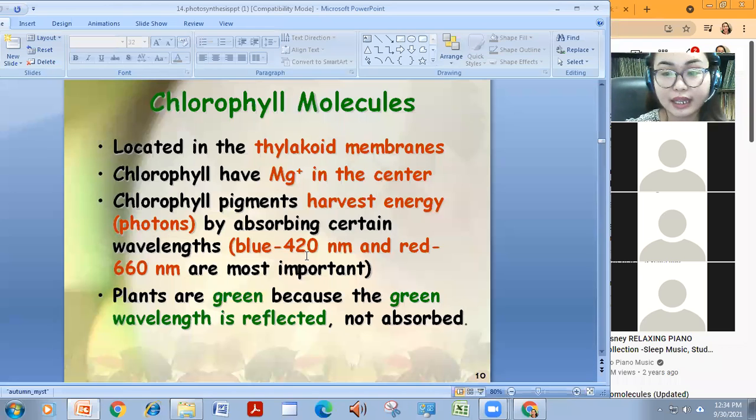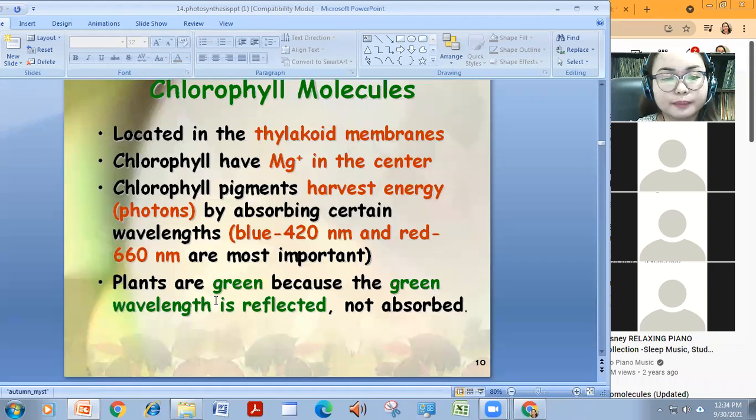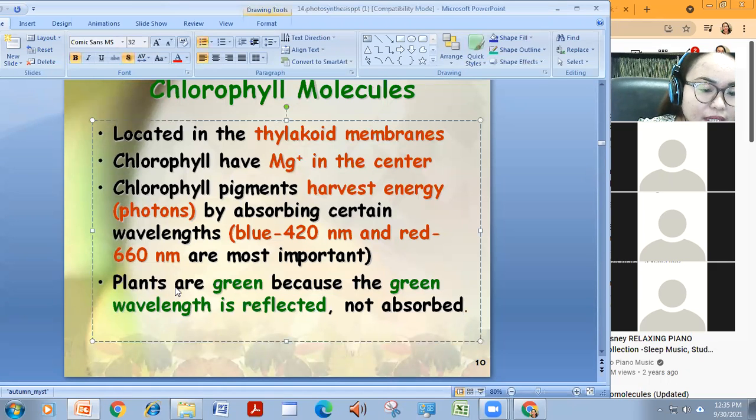So now remember nyo kanina, we have visible lights in these pigments from blue, red, yellow. So these are the 420 nanometer to 660 nanometer. These are the nag-absorb ng mga wavelengths. So I will discuss you further later about wavelengths. Next time, if we run out of time, kanang i-remind ko. And plants are green because the green wavelength is reflected and not absorbed.